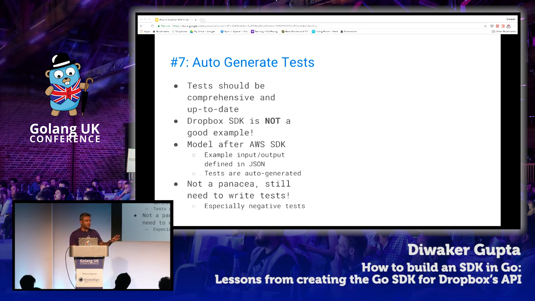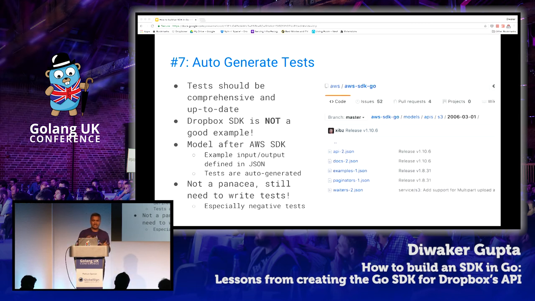I will caveat that the Dropbox SDK is not a good example of this, so definitely don't look at that as a model. We hardly have any test coverage right now. I'm hoping we'll change that soon. The AWS SDK is a pretty good model. They define example inputs and outputs in a JSON file, just like they define their API specification itself. And right now they only have this Go generator that takes this JSON file and spits out test cases.